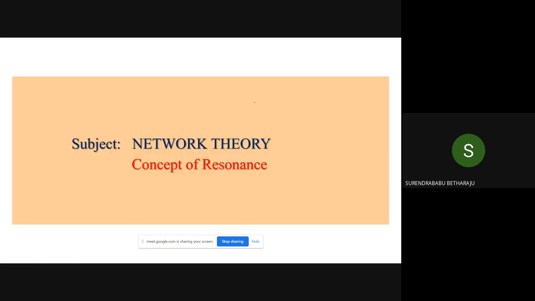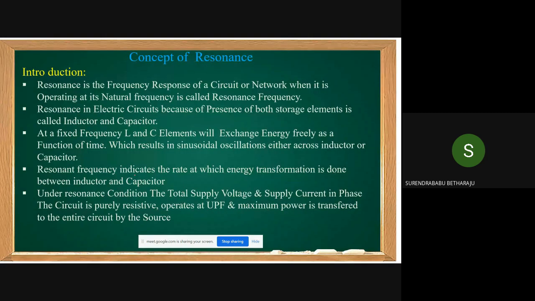In the last sessions, I discussed in detail about AC analysis, that is completed. And today I'm starting a new concept with respect to network theory, that is the concept of resonance. Today and tomorrow's session, we'll complete this concept of resonance. Then we'll start with coupled circuits, then two-port networks. Mainly concentrate on those concepts, and finally network theorems.